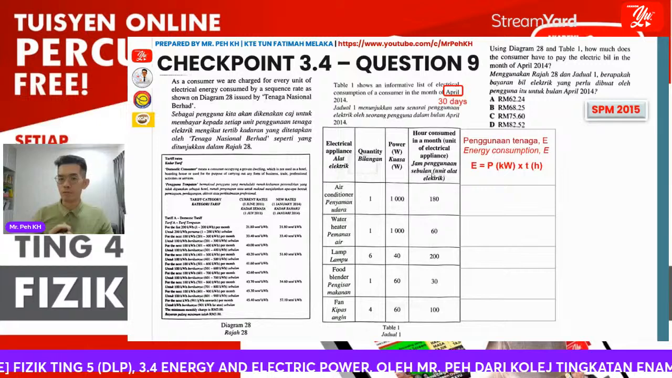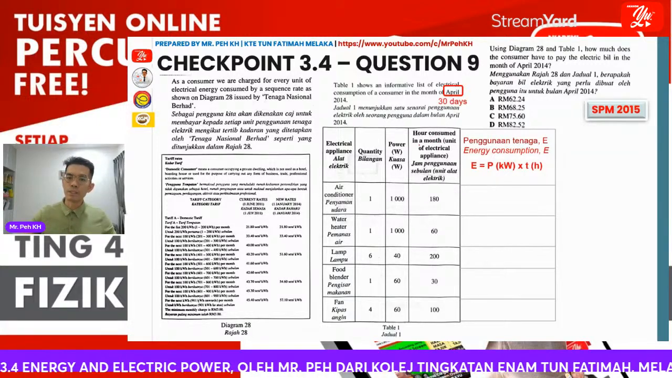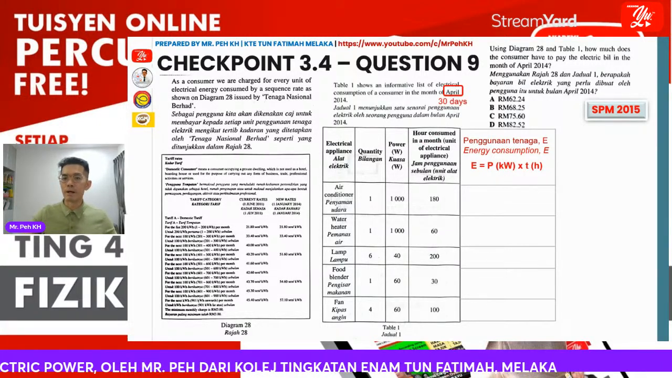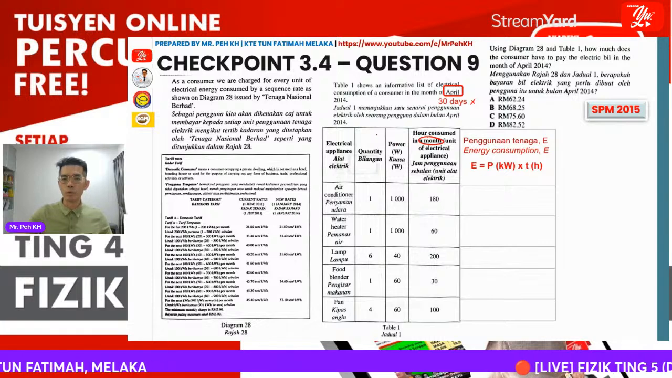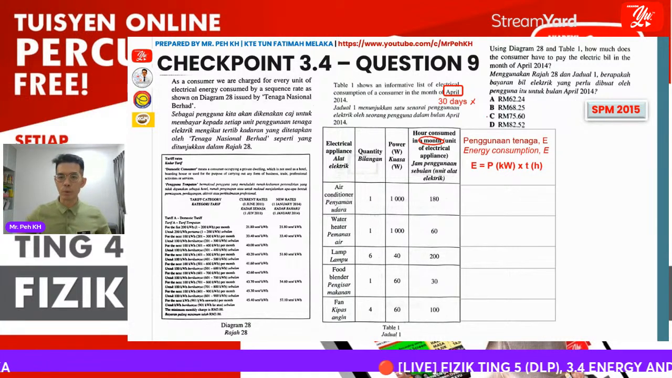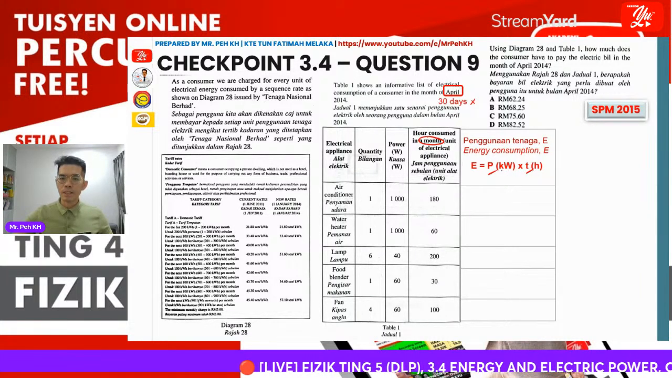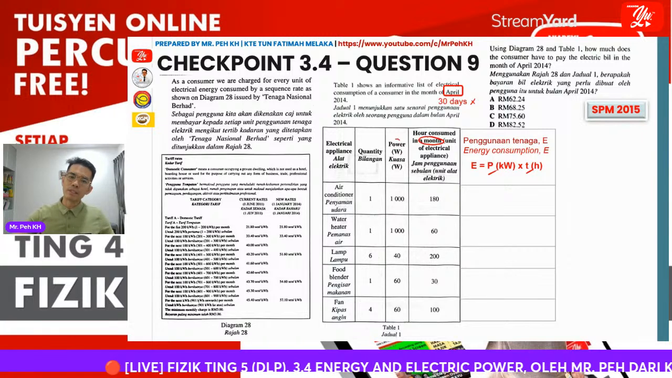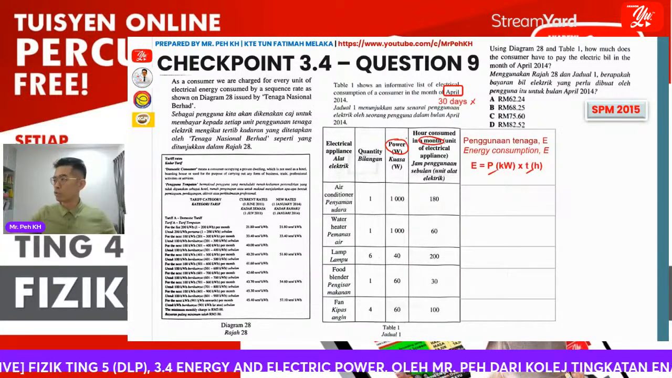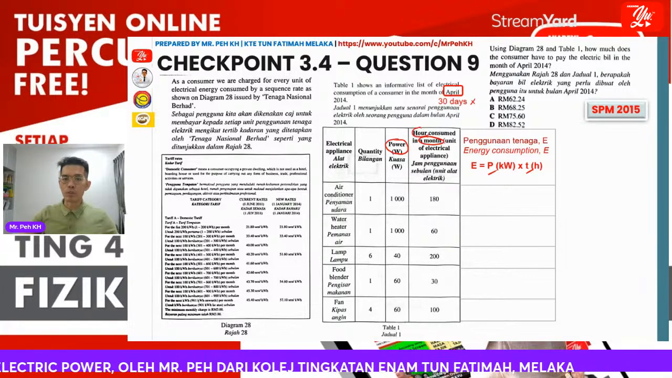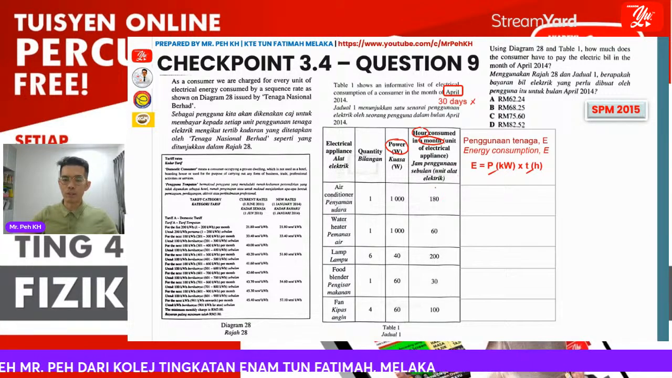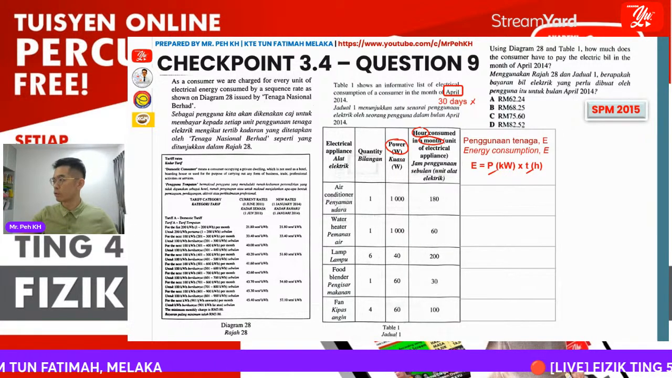If the question gives you the hours consumed in a day, not a month, you need to do that. However, here we don't need to bother, since the table given is the usage for a month. So we can straight away use P times T. Again, the reminder: the power needs to be changed to kilowatt, and the time has to be in hours. The time is no problem because it's already in hours. We just need to change the watts to kilowatts by dividing by 1,000.